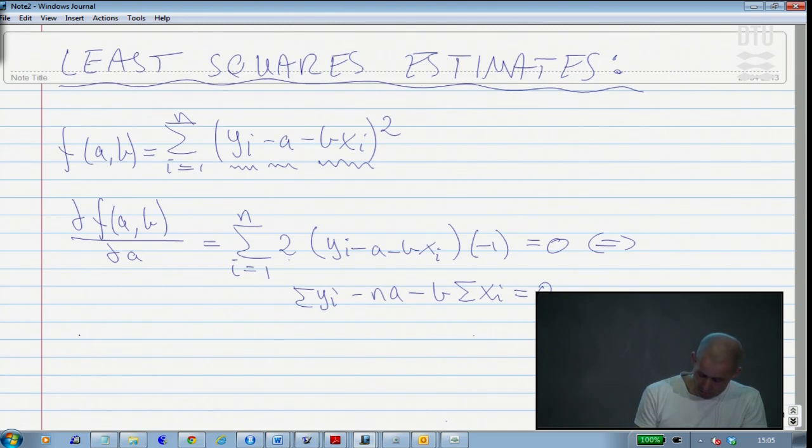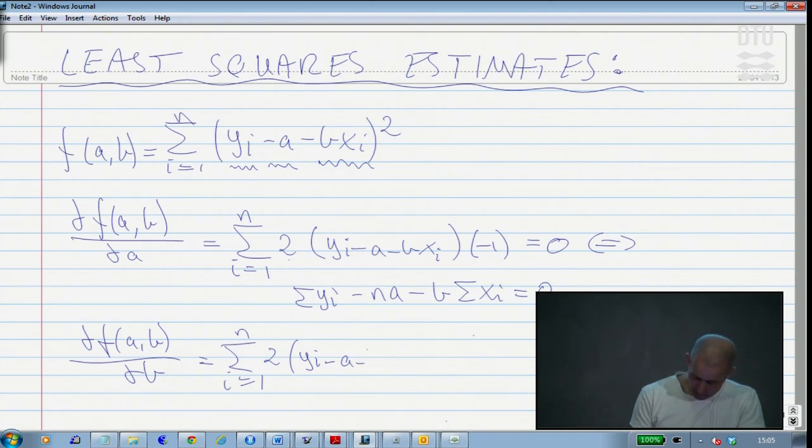Let's move on and look at the derivative with respect to b here. Again, the outer function derivative becomes exactly the same: yi minus a minus b xi. And then when I take the inner function derivative with respect to b, only the minus xi occurs. So it's times minus xi. I equate this to 0 for solving.